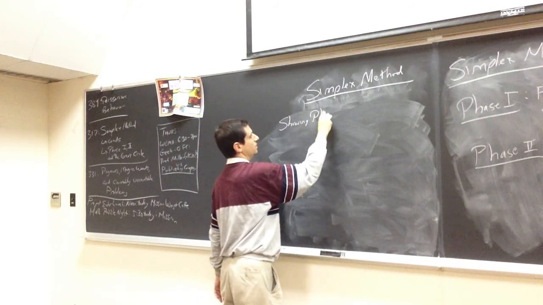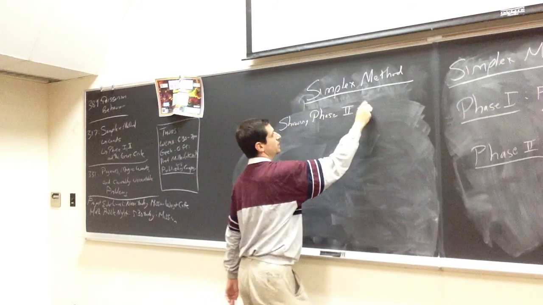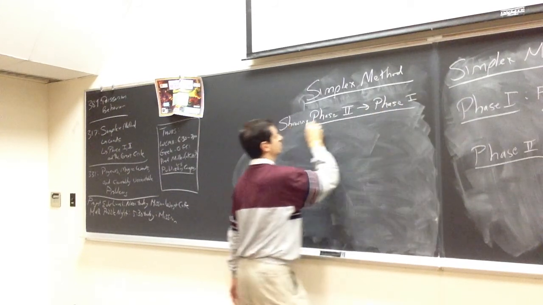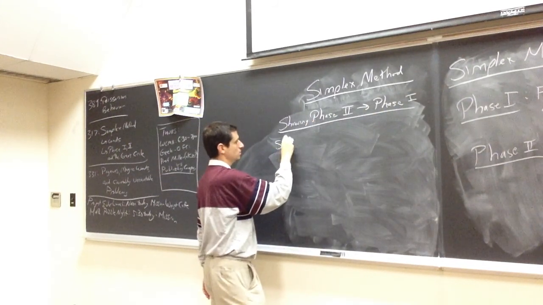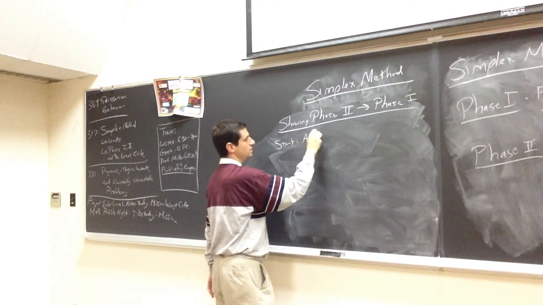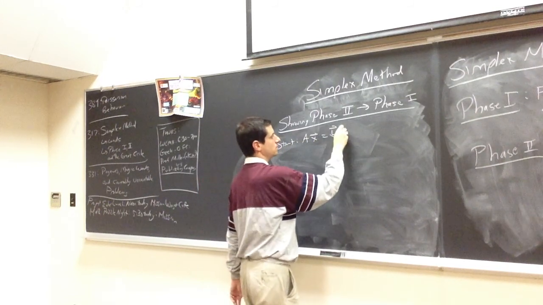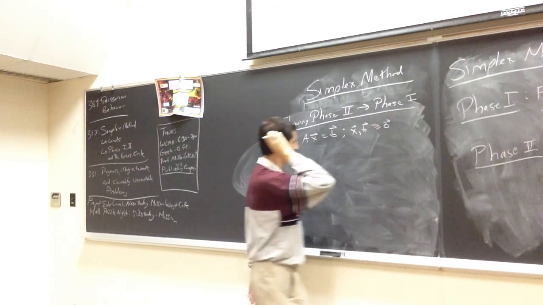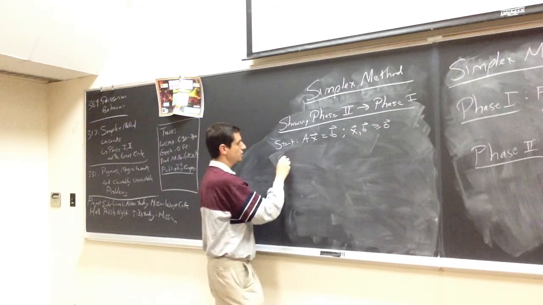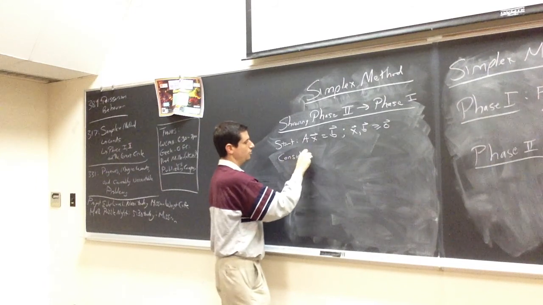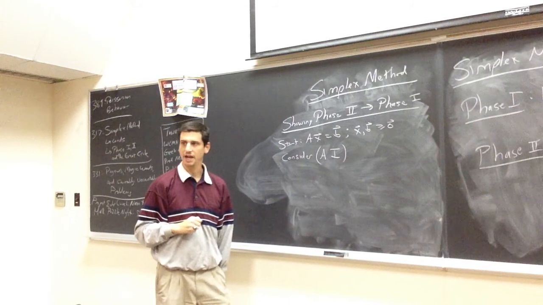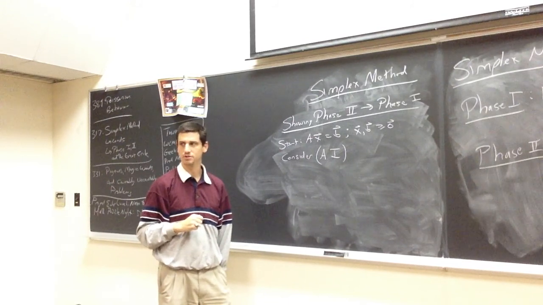Showing phase 2 gives us phase 1. So we start with Ax equals b, where x and b are greater than or equal to 0. So we're going to consider the new problem. I'm going to expand my matrix A by adding an m by m identity matrix.